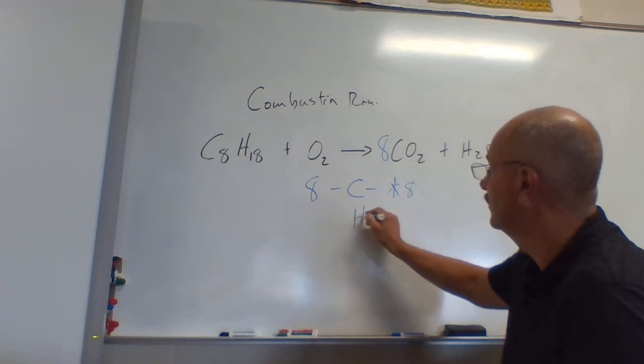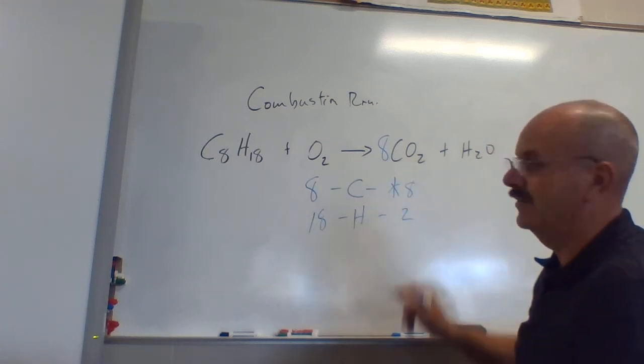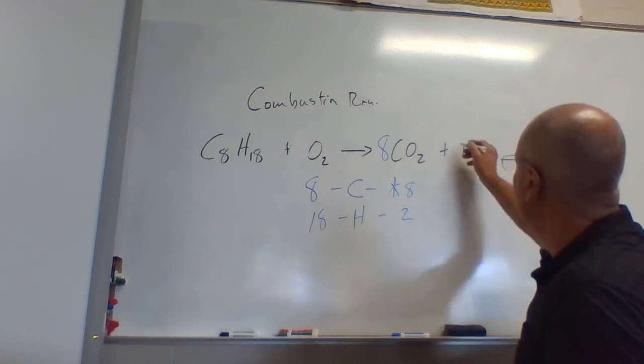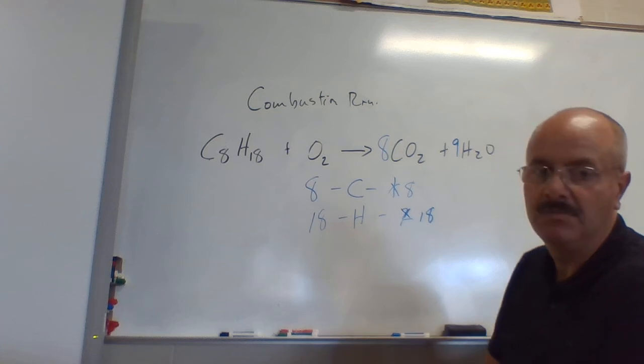Then I go to the H's. I have 18 on that side. On the other side, I have 2. So I need to put a 9 in front of this. 9 times 2 makes this one 18.